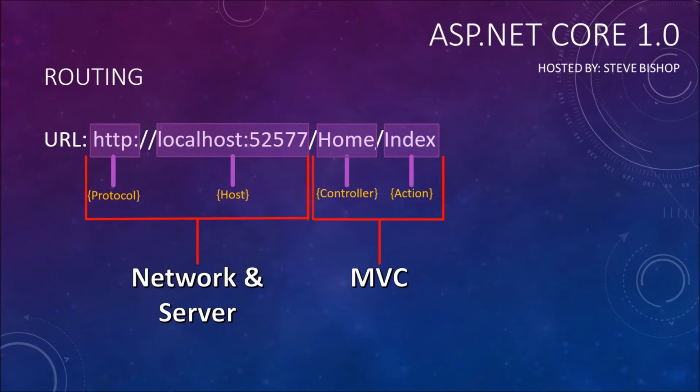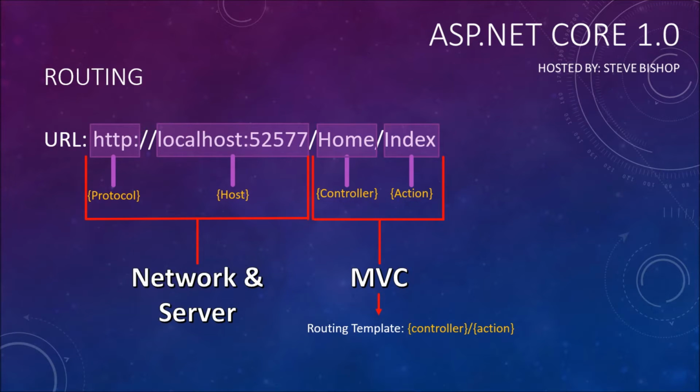Now, the way that the MVC framework understands that home should be mapped to the controller and index should be mapped to the action is through a thing called a routing template. A routing template is nothing more than a string where, inside curly braces, we indicate where the controller should be, and then inside curly braces we indicate where the action should be. We also have a / here, which is an actual character that the user must type between the controller and the action as part of the URL.